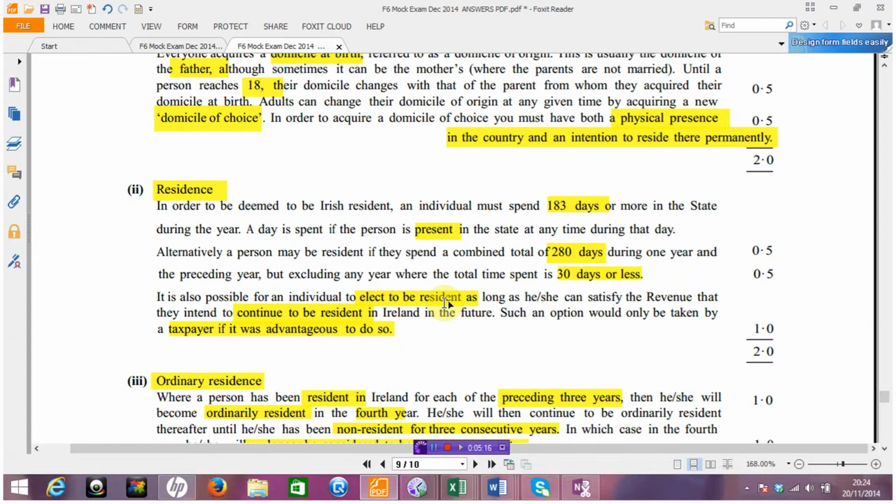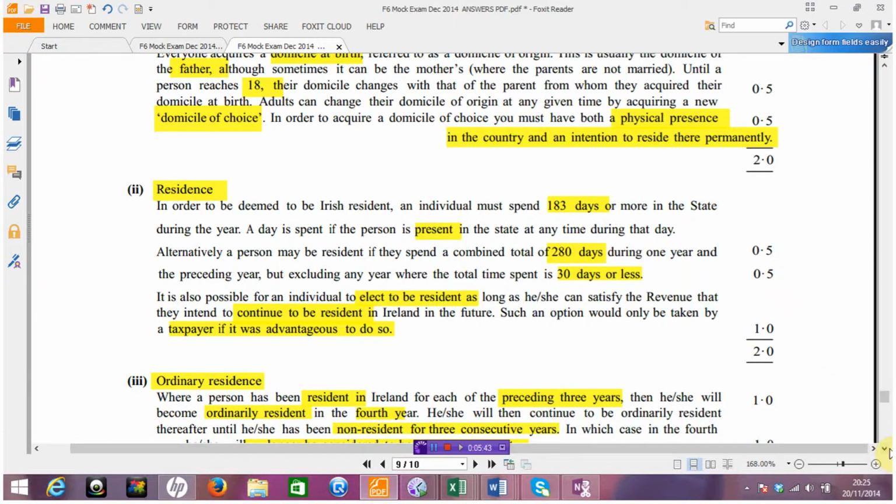Okay. Other point here, which is relevant in this question, is just this possibility of an election to be resident. If it was advantageous to do so, they can satisfy the revenue that that's their intention, then they could be seen to be resident on that basis. There is actually one mark for that, which I'm a little bit surprised by. But let's try and remember certainly those two key ones and also this election option. But these would certainly be the more common ones, the 183-day rule and then the look back 280-day rule.